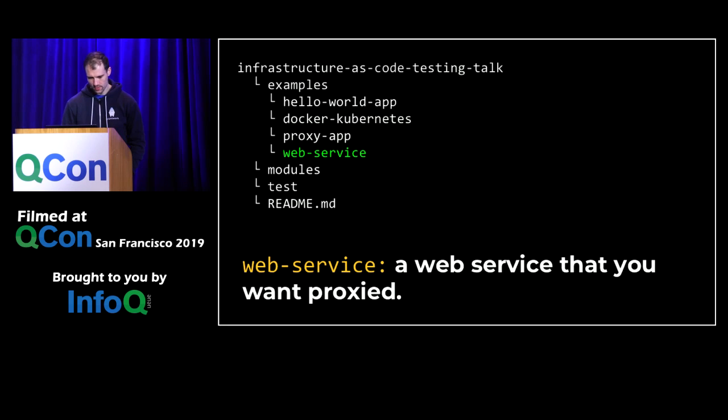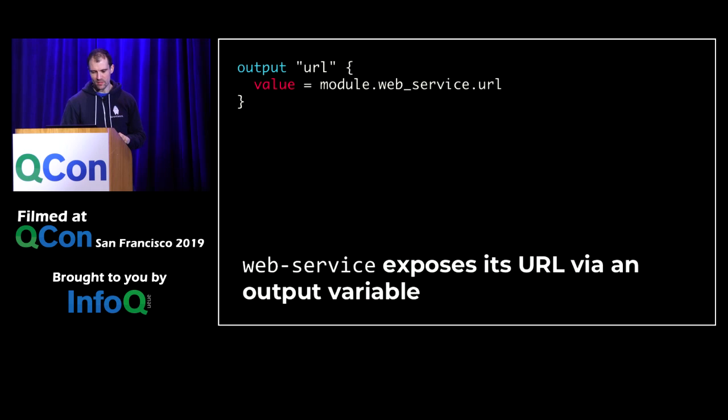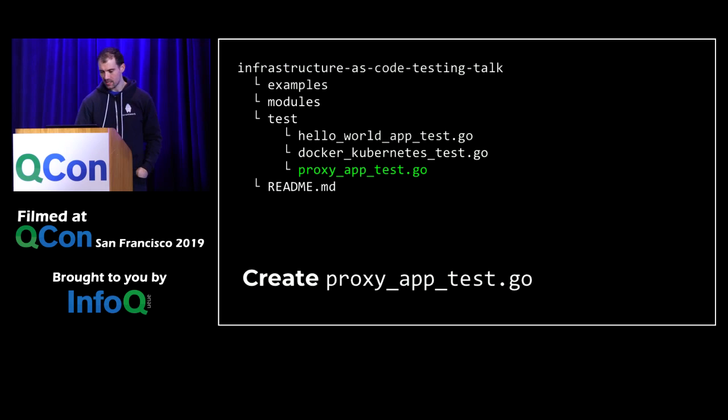Well, the first thing to note is the proxy application has an input variable, which is how you tell it what URL you want it to proxy. And our web service has an output variable, which is its URL. So we want to proxy that URL. That's our goal. So we're going to write a thing called proxy app test, another Go file.